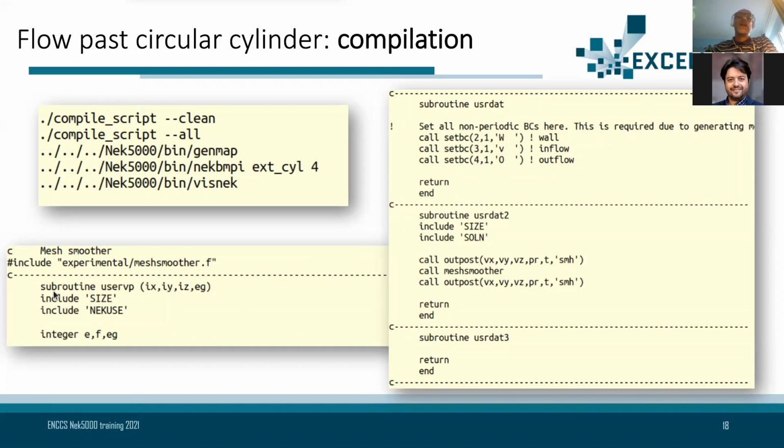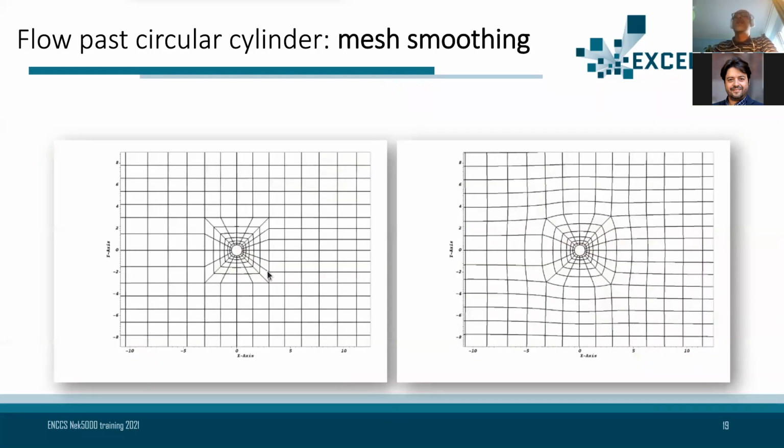I also have a smoother in this case, and you see that I'm using, first of all, this include of the experimental mesh smoother, and then inside user.f, I perform smoothing as well as outposting those data, so I can see how the smoothing actually acted here.